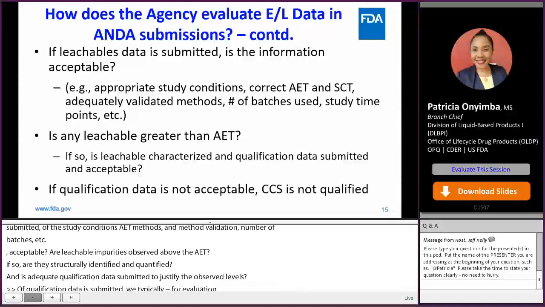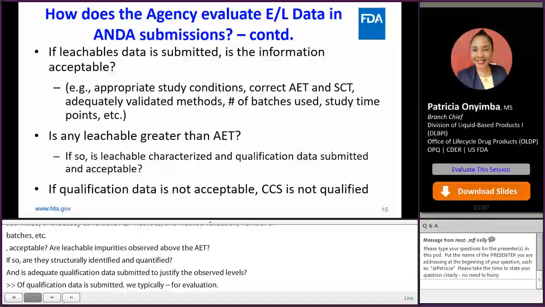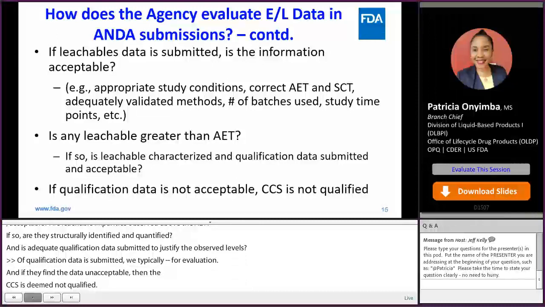If qualification data is submitted, we typically consult the information to our PharmTox group for evaluation. And if they find the data unacceptable, then the CCS is deemed not qualified.